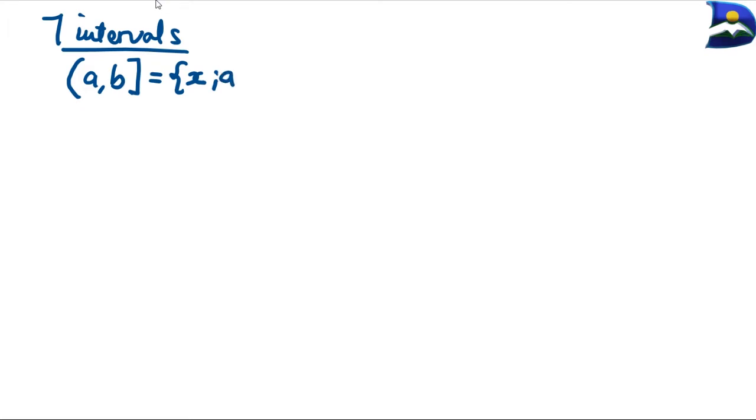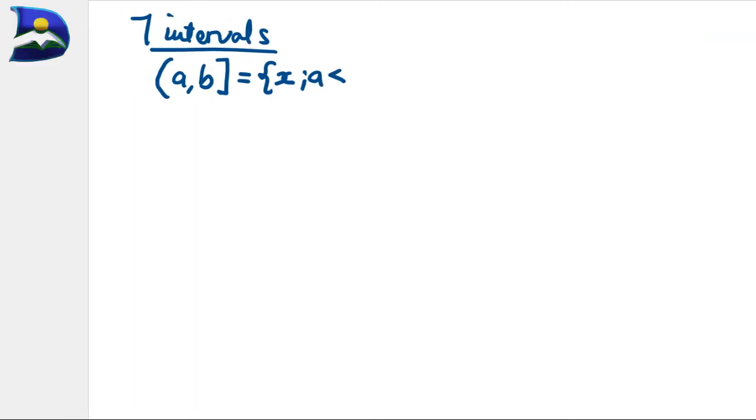And so what that implies is that we have all sets of numbers or values where, since we have our curved bracket right before A, it means that A is not included, and therefore A is less than, but not equal to, X, and X is less than or equal to, because the B comes before the bracket with the edged sides. In this case, it is going to be less than or equal to B.